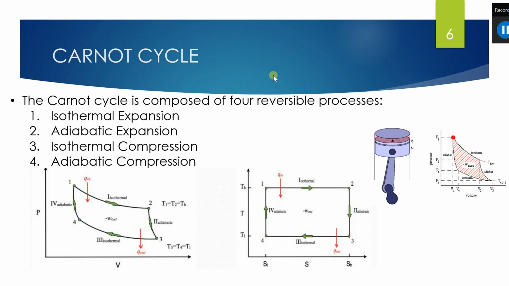So let us check more details of this process. I already said that there are four processes: two isothermal and two adiabatic. Here it is shown in the figure, the pressure-volume diagram of this Carnot cycle and the temperature-entropy diagram of this Carnot cycle. The two isothermal and two adiabatic processes are shown in the figure. We will go into more details about this.